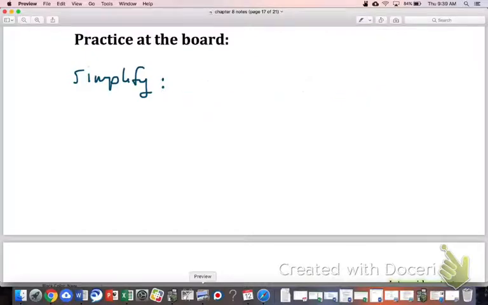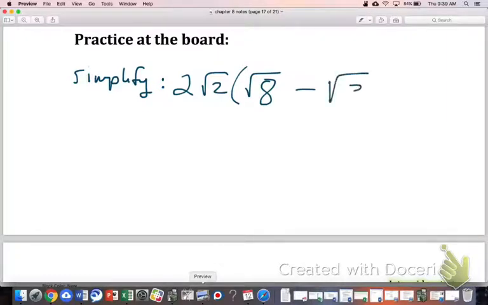Okay, let's try this one. Okay, multiply it out and simplify. Here's your answer. Right there, 8 minus 2 root 6. Saw that on just about everybody's board at some point or another.